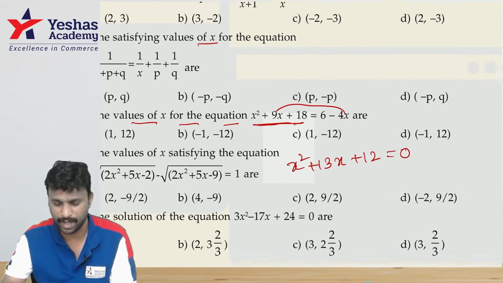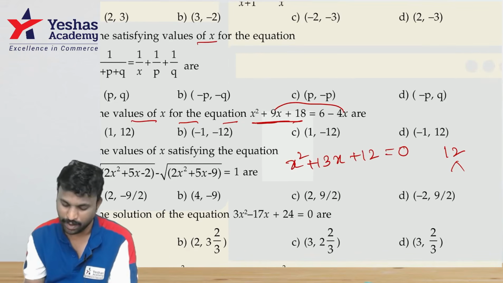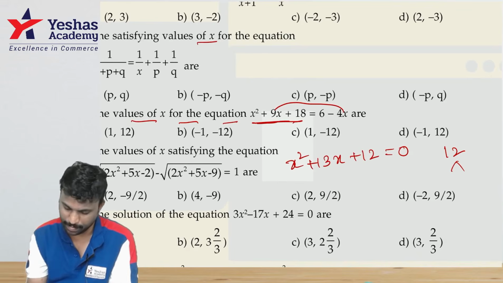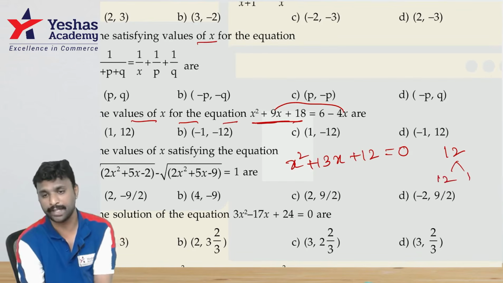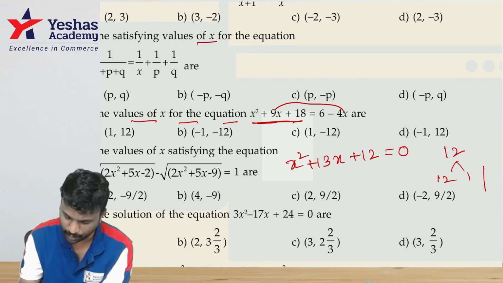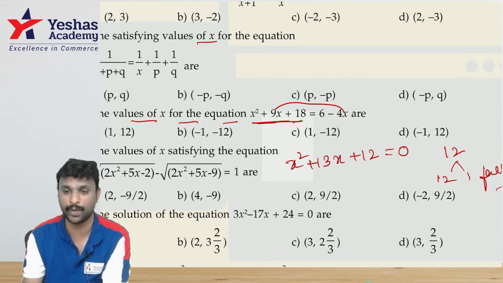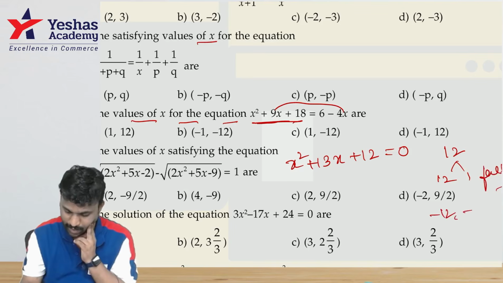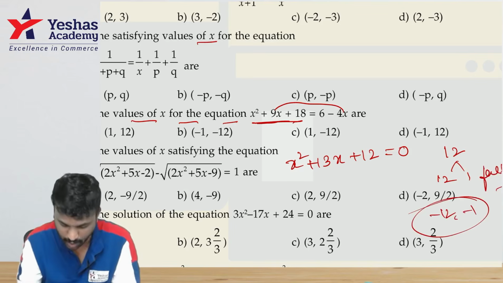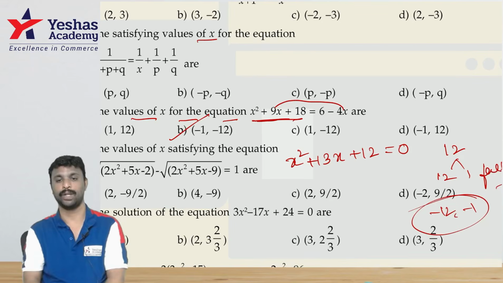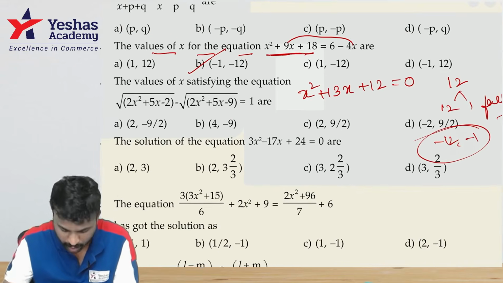Guys, is it factorizable? Of course it is. 12 ones are 12. By adding these two, I get 13. By multiplying these two, I get 12. So factors are 12 and 1. Roots are going to be minus 12, minus 1. So answer is option B. You understood? Moving on to the next question.